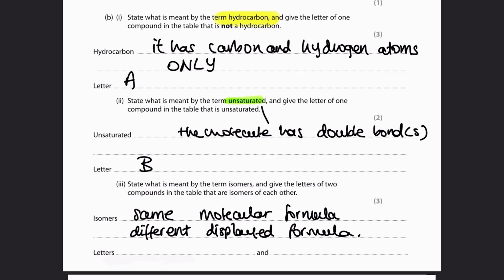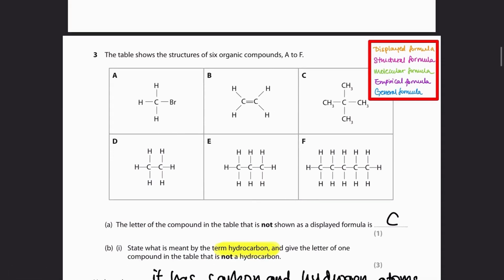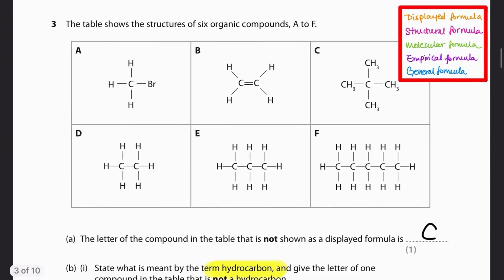So how do you figure this out? I advise you to write out the molecular formula for everyone, and then you can see who has the same molecular formula. Does that make sense? So let's do that. Molecular formula, I'll be putting it in green, right? So this one is a CH3Br. This one is a C2H4.